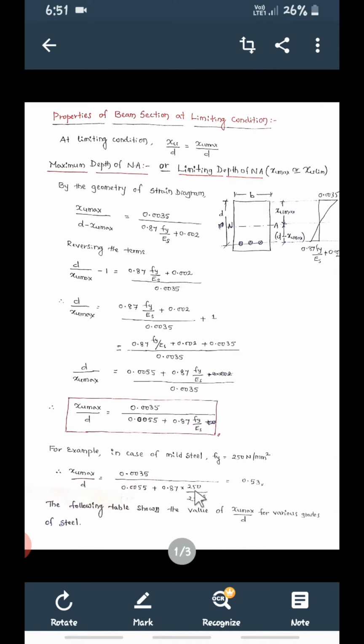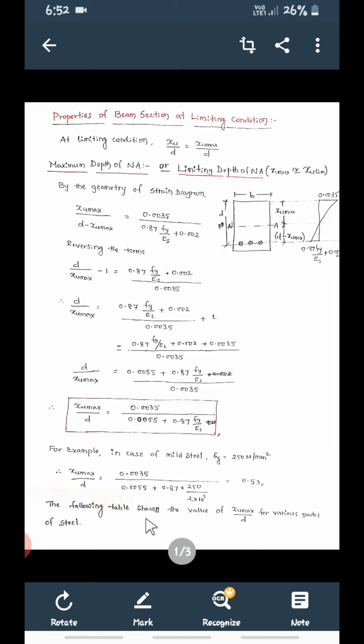First, 250. If you substitute Fy for 250 grade steel, Fy is equal to 250 Newton per mm square, so 250 divided by 2 into 10 raised to 5. What is this Es? It is Young's modulus of steel, which is fixed, that is 2 into 10 raised to 5. If you simplify this, we get Xu max upon d equal to 0.53. So for 250 grade steel, the Xu max upon d value is 0.53. Like this, for other steel grades also you can find out Xu max upon d.